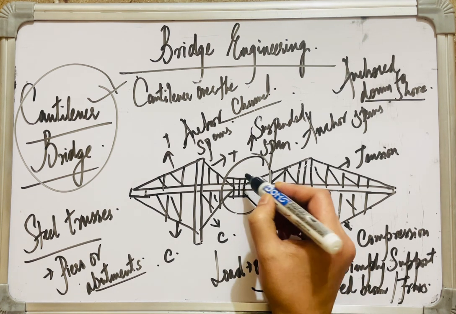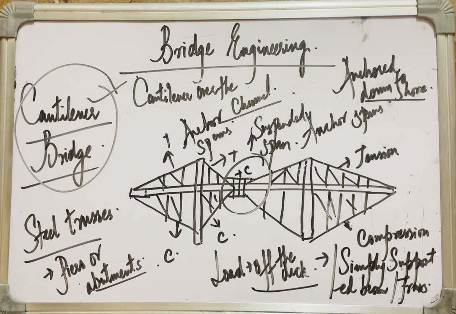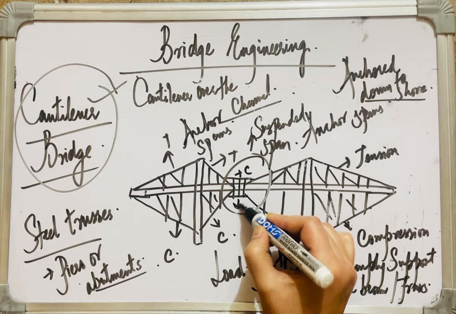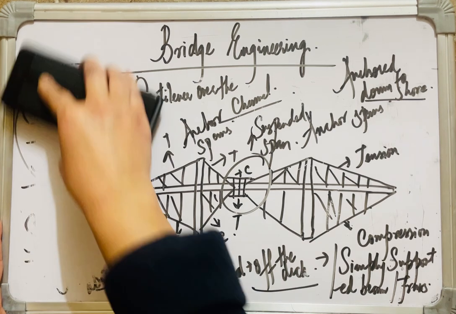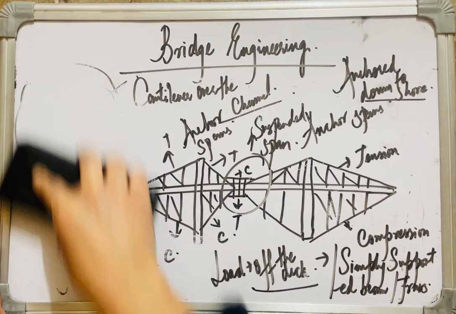So here we'll be having compression in the top chords and tension in the lower ones, because in trusses the top chords are in compression and the bottom chords are in tension, unlike cantilevers where the top chords are in tension and the bottom chords are in compression. So this was about cantilever bridge. Now let's study about its advantages and disadvantages.